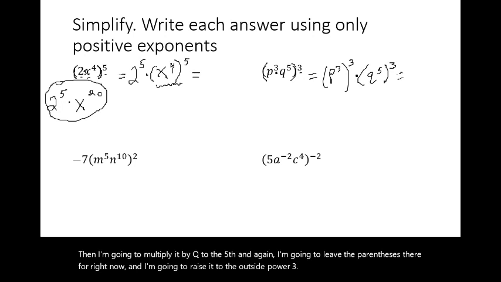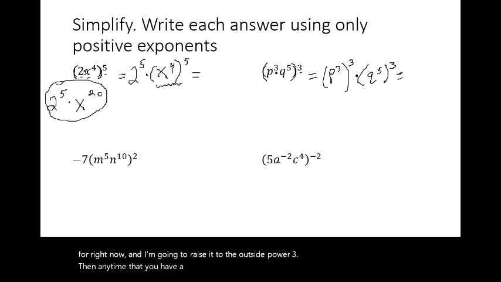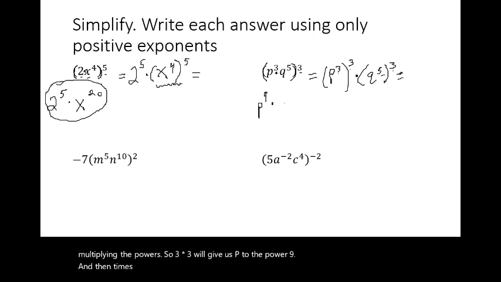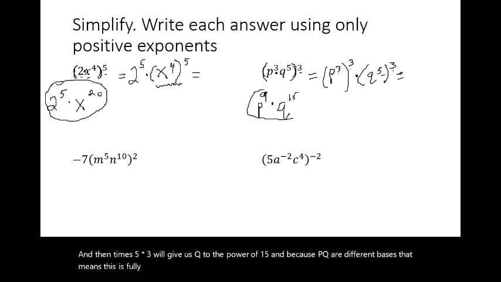Then anytime that you have a power raised to another power, you can simplify it by multiplying the powers. So 3 times 3 will give us p to the power 9. And then 5 times 3 will give us q to the power of 15. And because p and q are different bases, that means this is fully simplified. So fully simplified, we have p to the 9th times q to the 15th.